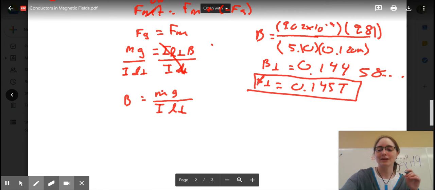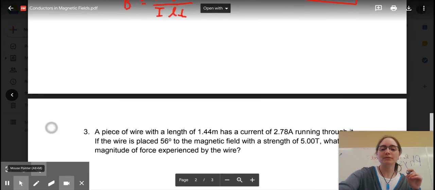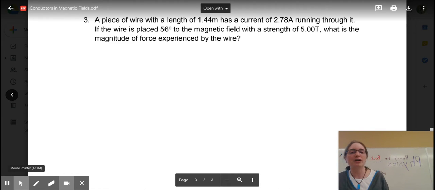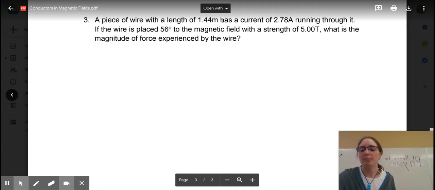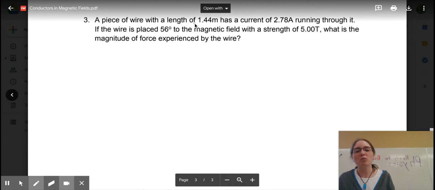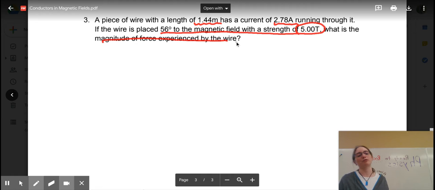All right. So moving on to our next two questions before we call it a day. We're now going to be looking at a novel scenario with a pen instead of a mouse cursor. We have a wire with a length here. It's got a current of 2.78 amps. That's still a lot of amps running through it. And it's now 56 degrees to the magnetic field with a strength of 5 Tesla. What is the magnitude of the force experienced by the wire?